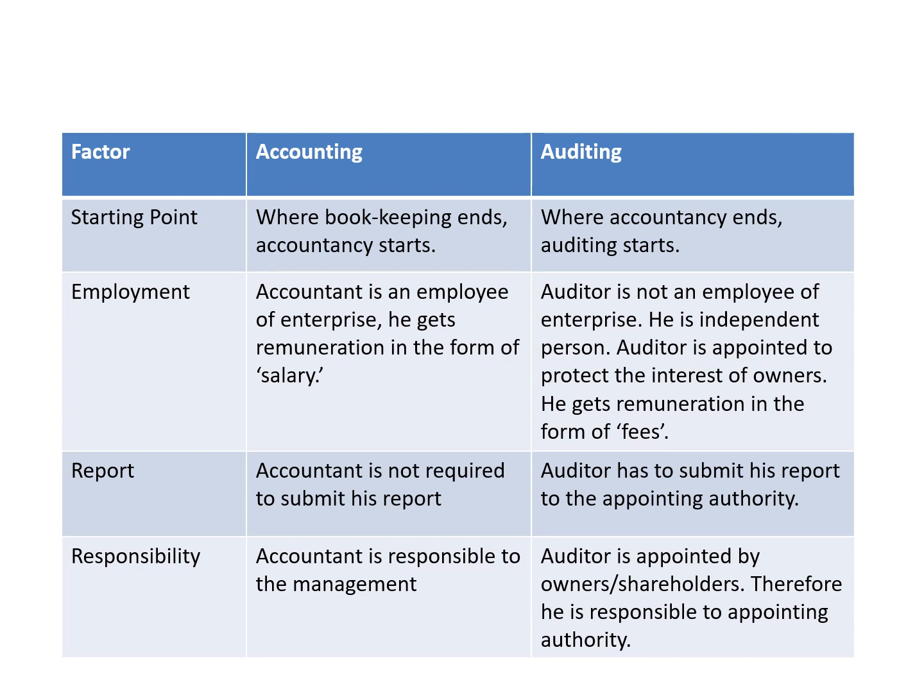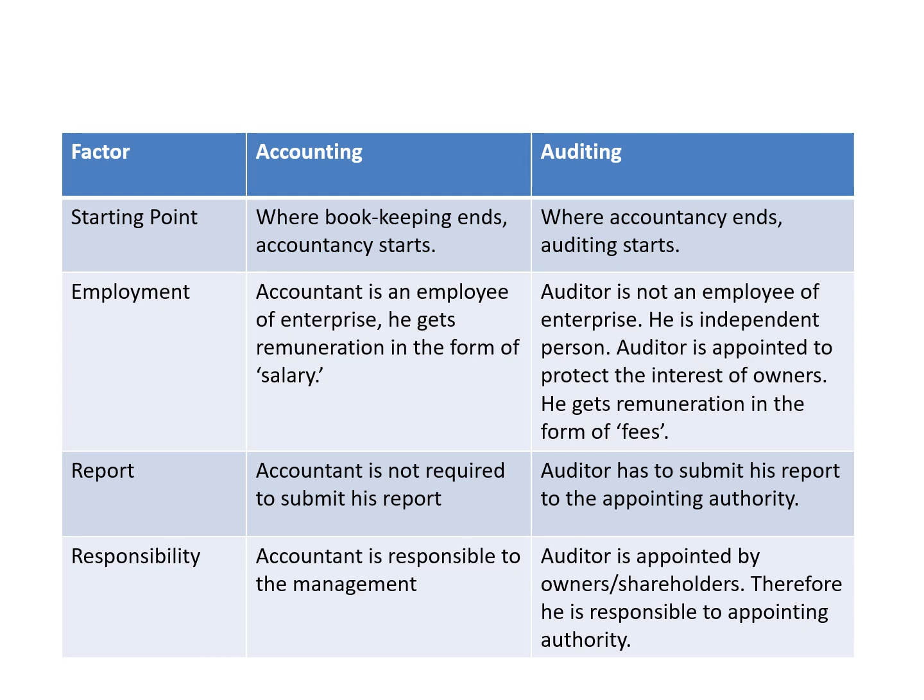Another factor of difference is starting point. Where bookkeeping ends, accountancy starts. But in case of auditing, we can say that where accountancy ends, auditing starts. It means that there are three important aspects. One is bookkeeping, another is accounting, and third one is auditing.